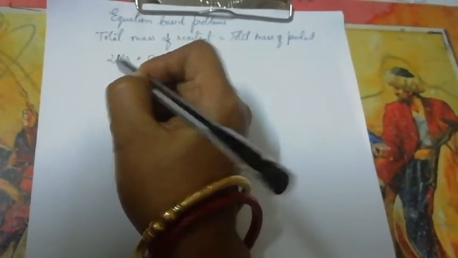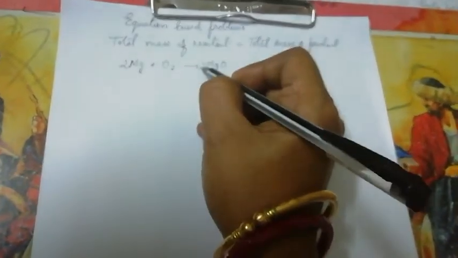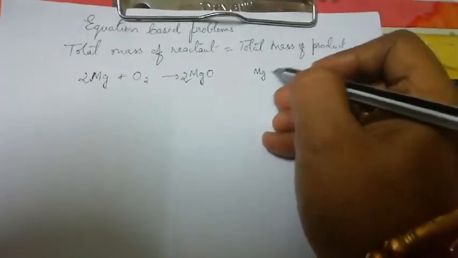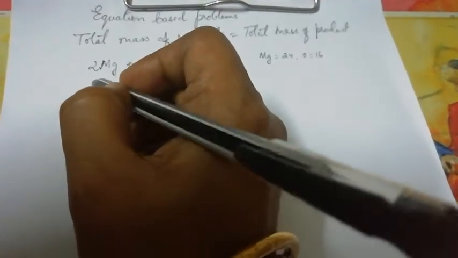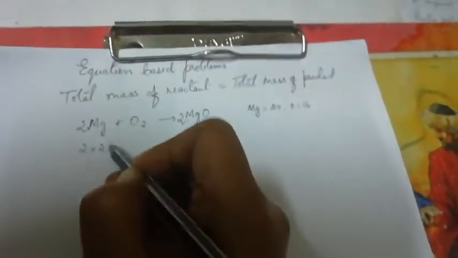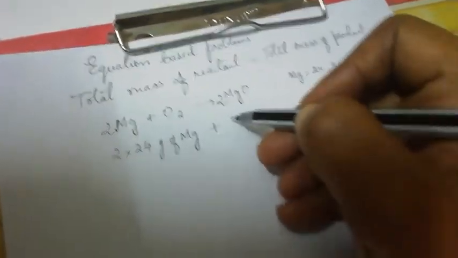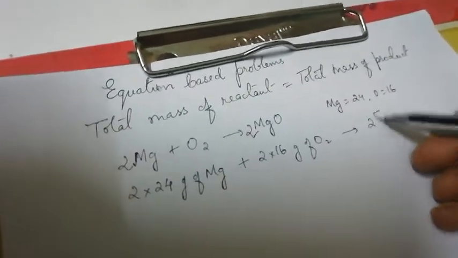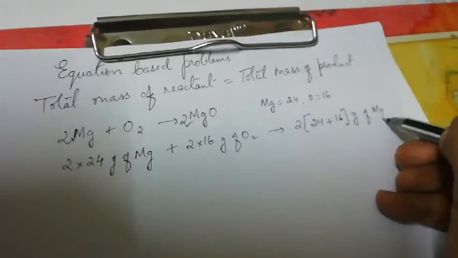So on balancing, we get 2 atoms of Mg reacting with 1 molecule of oxygen to give 2 molecules of magnesium oxide. Now the atomic masses of magnesium and oxygen will be given in the question. Now according to the law of conservation of mass, 2 into 24 grams of magnesium will react with 2 into 16 grams of oxygen to give 2 into 24 plus 16 grams of magnesium oxide.